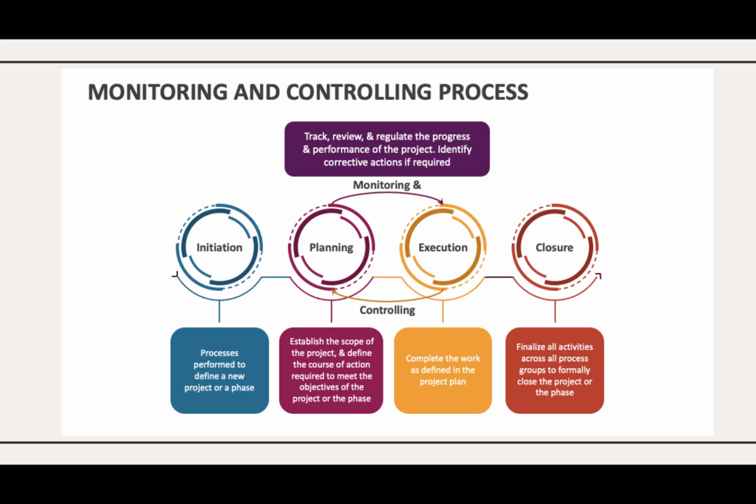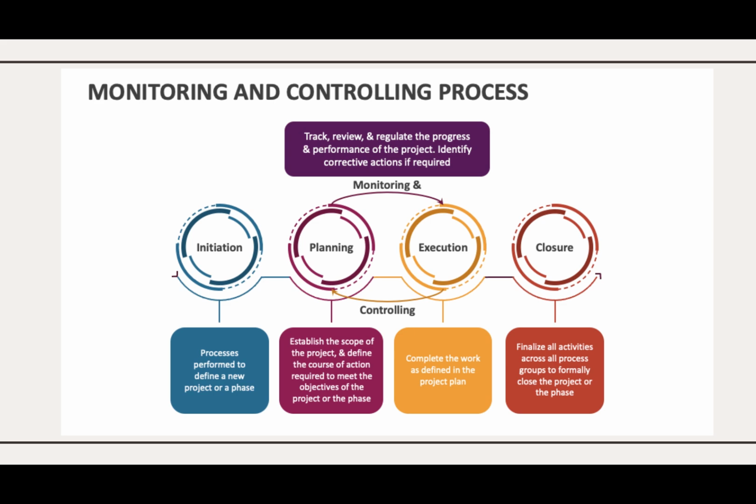By integrating monitoring and controlling processes throughout these phases, project managers can ensure that projects are executed efficiently, adjusted as needed, and completed successfully. This approach not only helps in achieving project goals, but also in delivering high quality outcomes that meet stakeholder expectations. The execution phase. During the execution phase, the monitoring and controlling processes run concurrently. As tasks are executed, progress is meticulously tracked to ensure alignment with the project's plan. Any deviations from the plan are promptly identified and controlled to keep the project on track. This involves regular status meetings, performance reviews, and updates to stakeholders.